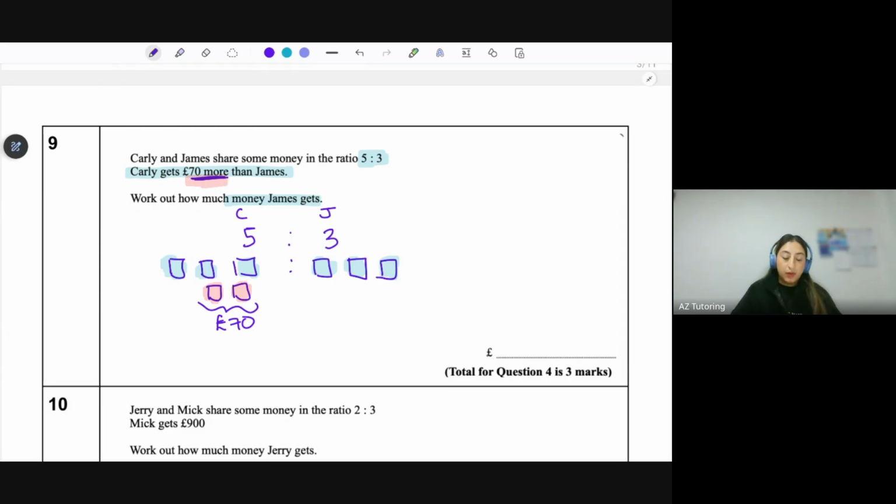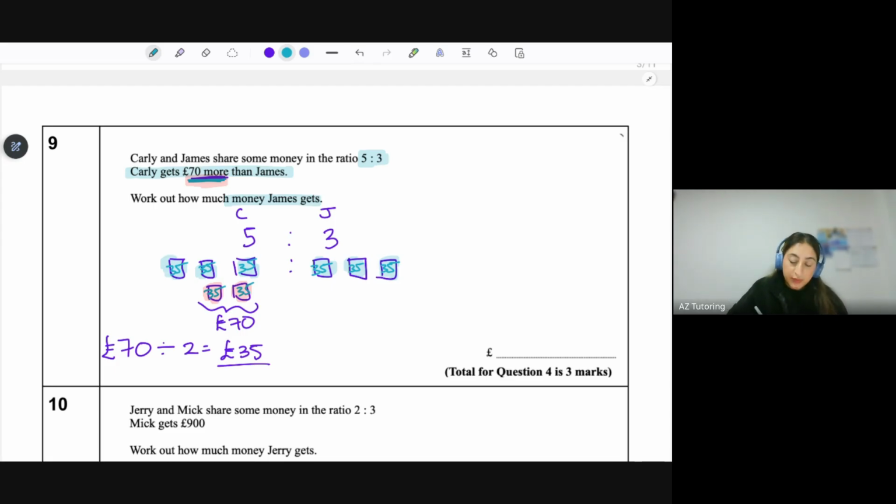She gets £70 more. So if we know the £70 can be shared by the 2 extra parts, £70 divided by 2 is just 35. Therefore, we know one part is 35. So we can assume this is 35, this is 35, this is 35, this is 35. All of them are 35. From finding out the extra parts that Carly has, which correlates with the question that she gets £70 more.